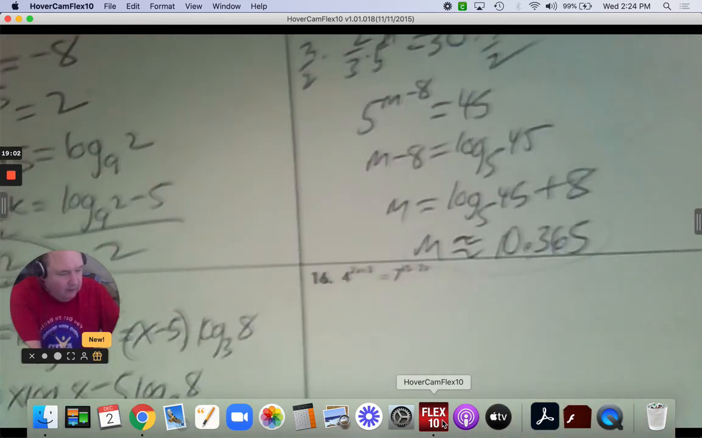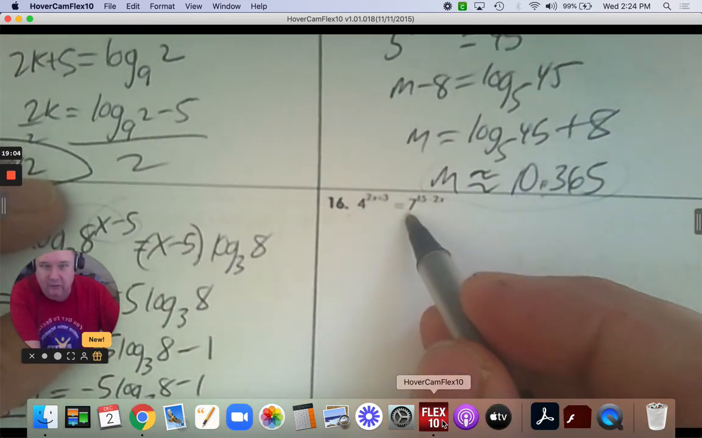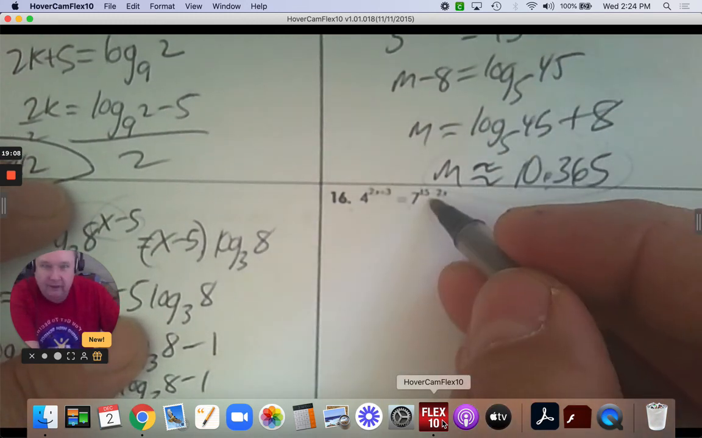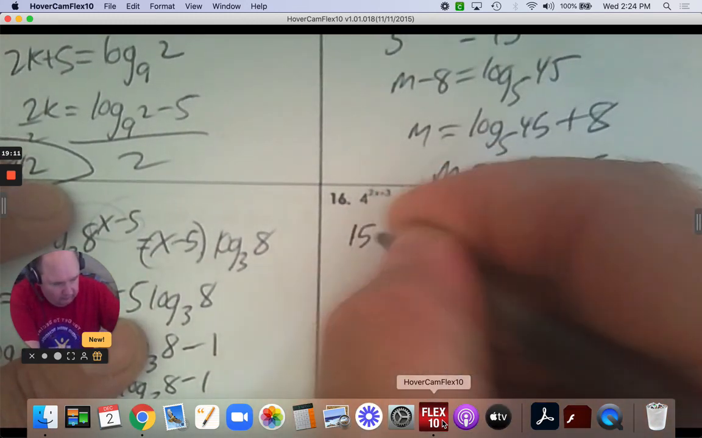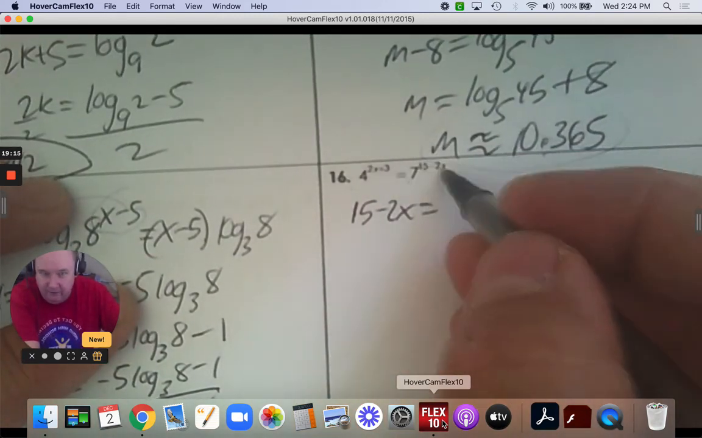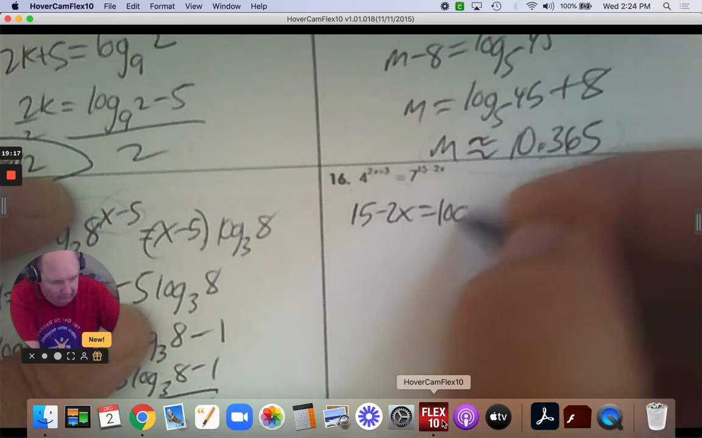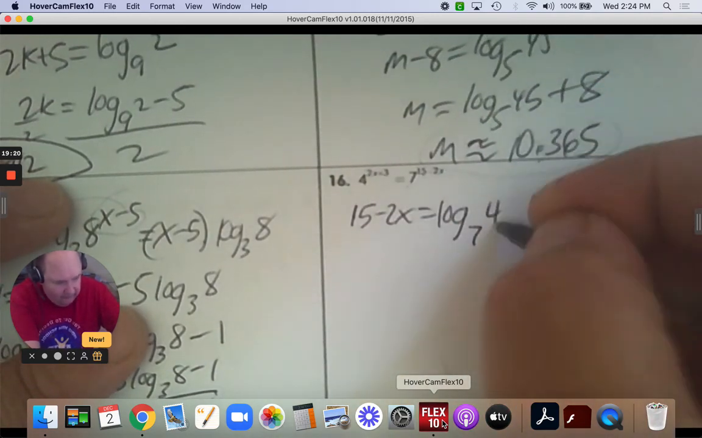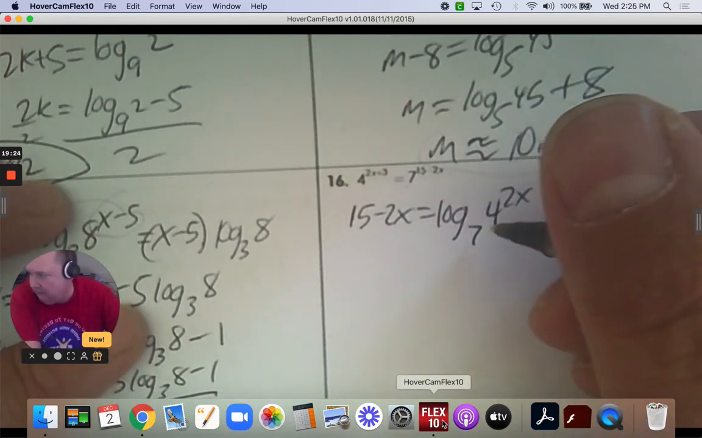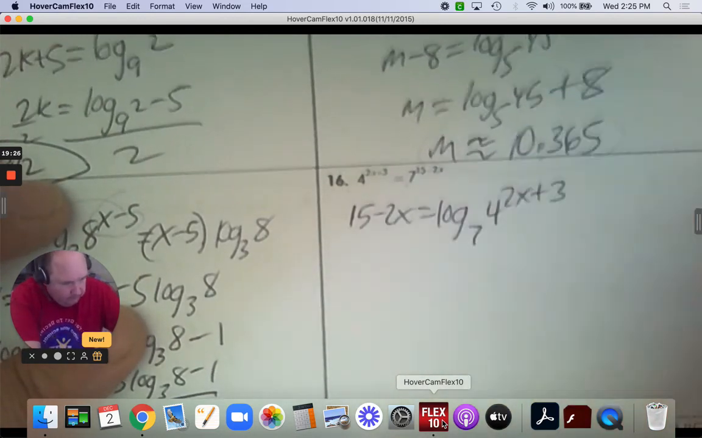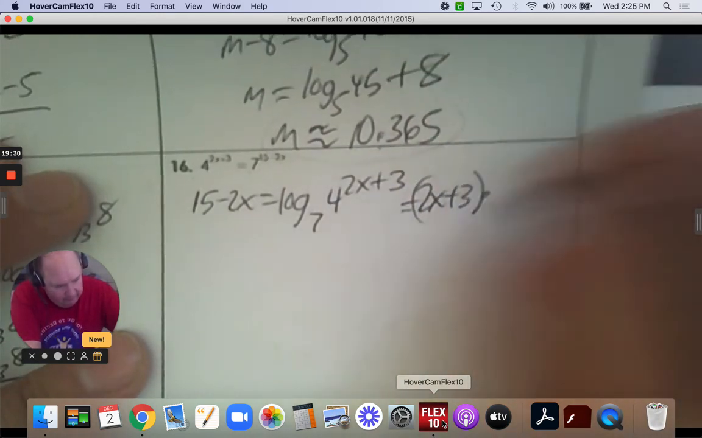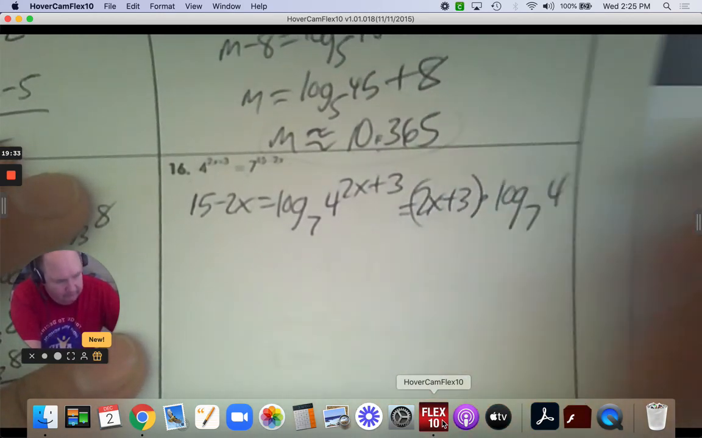All right, let's do it. Last one for the lesson. Again, the bases cannot be made the same. They are both equally complicated, but I'm going to take 15 subtract 2x. Either direction will give you the right answer. So take one of the exponents and write it as a logarithm. The base is 7, and what goes inside the logarithm is 4 to the exponent 2x plus 3. Next, the property is 2x plus 3 can be written as a product in front of the logarithm.